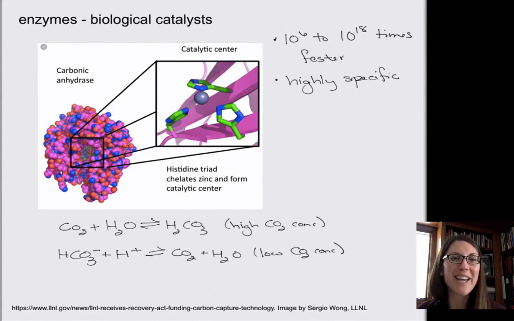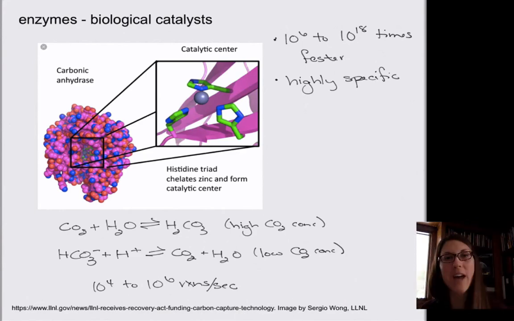And carbonic anhydrase is interesting in that it is one of the just absolute fastest enzymes in your body, and so it's able to catalyze 10 to the 4th to 10 to the 6th reactions per second. So we're not just talking about how much faster it would have been than without the catalyst. We're just talking about 10,000 reactions per second for every one enzyme.